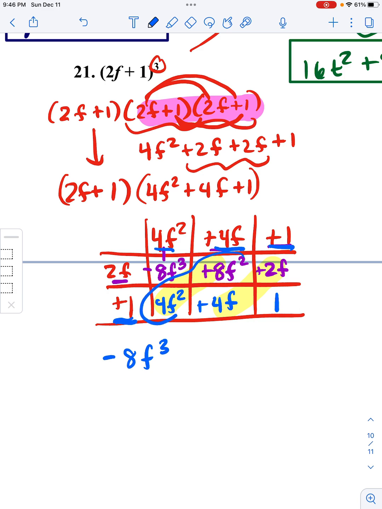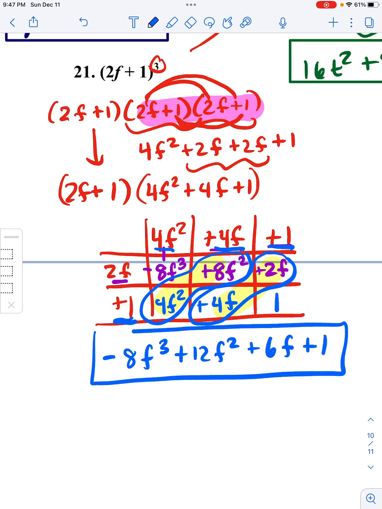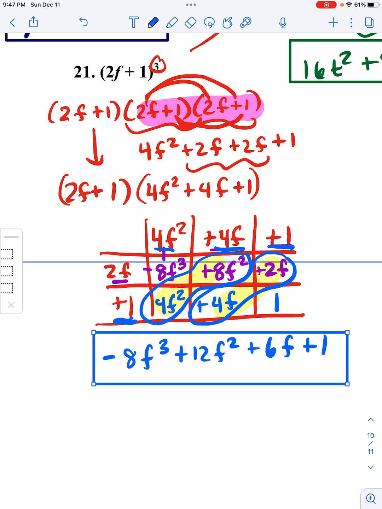Here I'm going to have 4f squared plus 8f squared, so 12f squared. And then my next diagonal is 4f plus 2f, so 6f. And then I end in the bottom right with my little caboose or constant, and I'm donezo.